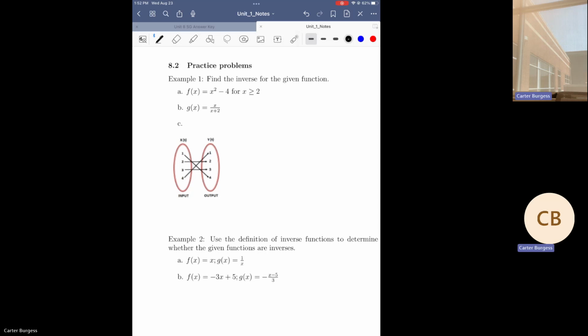Oh, yeah, this one's the exact same. Yeah. Where did the 1 come from?